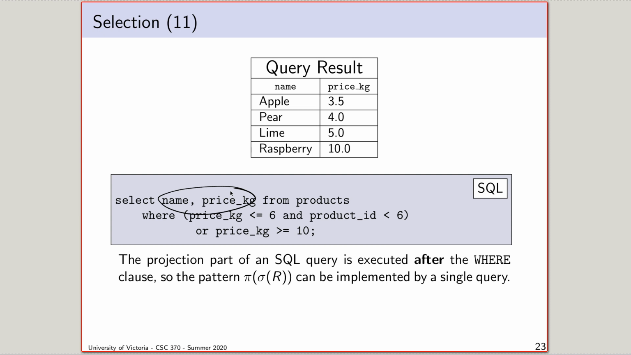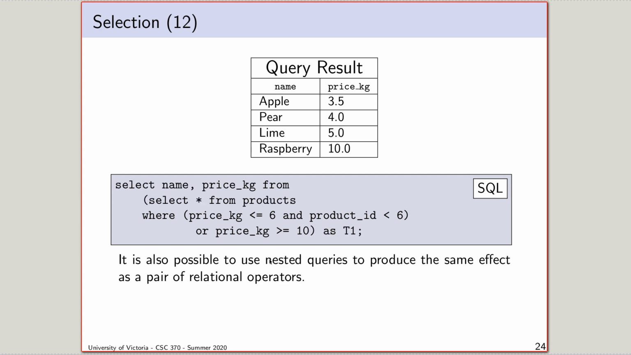So if I look at a single SQL query with a projection clause, so name, price per kilogram, what's circled there, and a where clause, if I look at a single query with both of those, it is sigma then pi. Now, I am actually able to do pi then sigma, but I can't do it with the select statement in its natural form. So I probably have to do this.